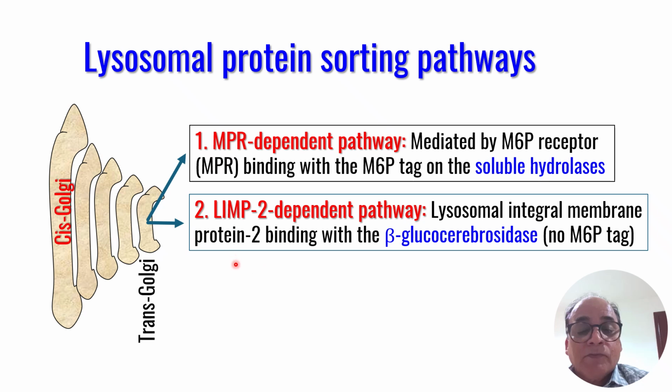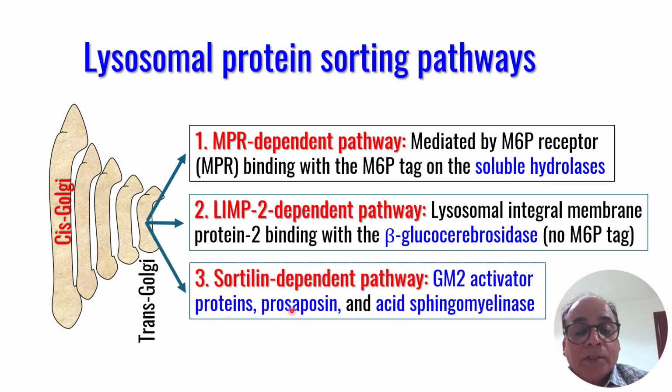The second one is designed for beta-glucocerebrosidase, which does not carry the Mannose 6-phosphate tag, and this is mediated by the lysosomal integral membrane protein type 2, or LIMP2 dependent pathway. The third one is the sortilin dependent pathway. This is for GM2 activator protein, prosaposin, and acid sphingomyelinase. These proteins also do not carry the Mannose 6-phosphate marker. Therefore, you can call the second and third pathways MPR independent pathways.